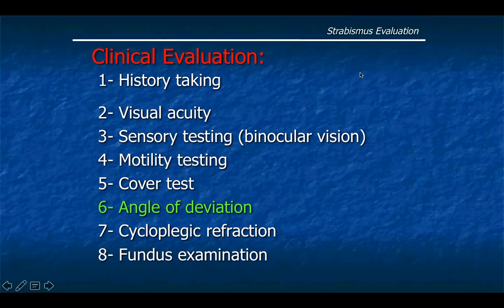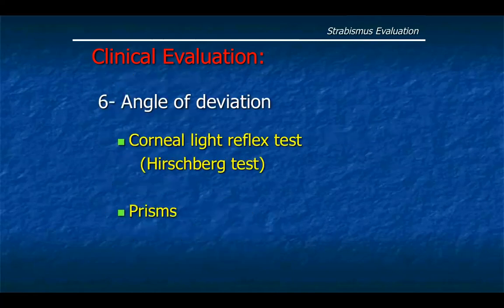The next step in the examination is measurement of the angle of deviation. We measure the angle of deviation by the corneal light reflex test, or the Hirschberg test. And this is a very crude or rough method to measure an angle of deviation. We should not use this method to determine the amount of surgery to be performed, but we should use prisms, which is a more accurate method to determine the amount of surgery to be performed.